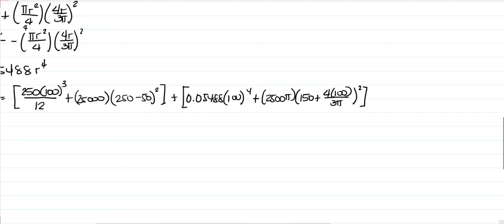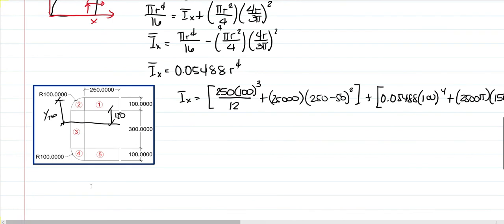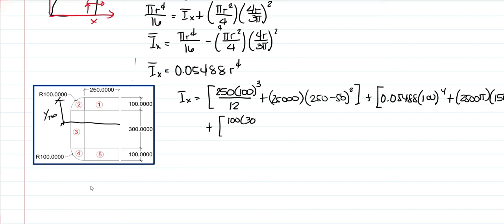Tapos, dawa tayo dun sa area 3. Si area 3 plus yung area 3 natin is yung centroid niya. So, yung centroid niya dumaan din dun sa centroid ng figure. So, ibig sabihin, wala tayong kailangang i-transfer. So, that will be inertia lang ng centroid niya. So, that is B will be 100 times 300 cube over 12.